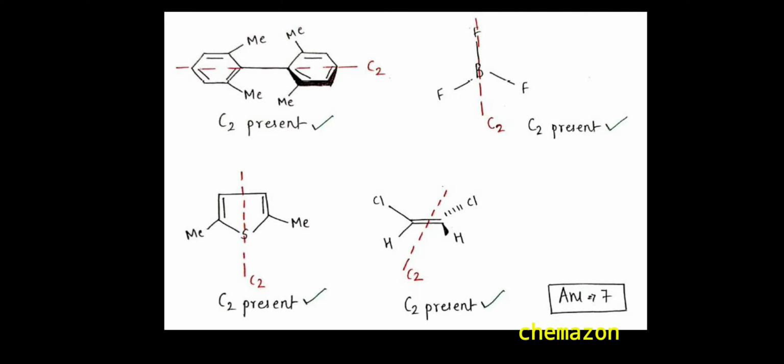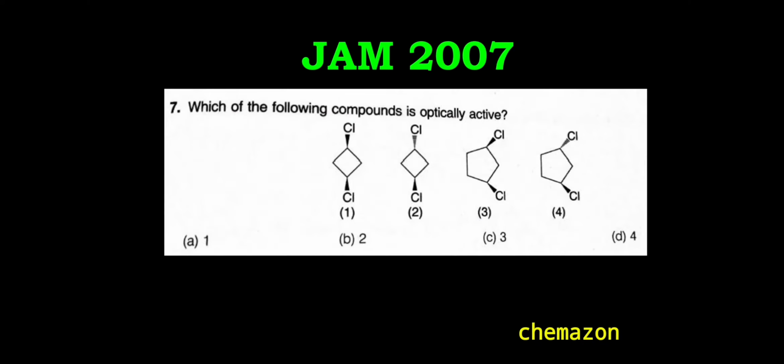So there are a total of 7 molecules in which there is a C2 axis of symmetry. So the correct answer is 7. The next question is from JAM 2007 paper. Which of the following compounds is optically active?